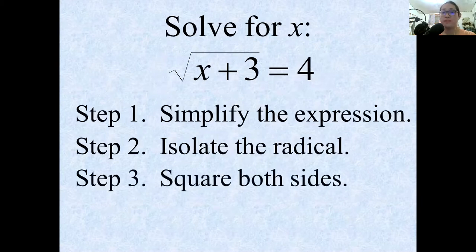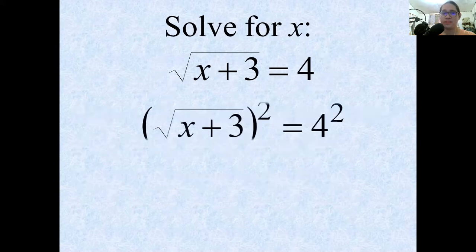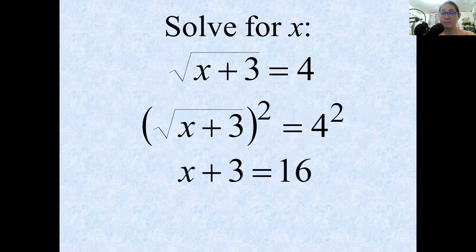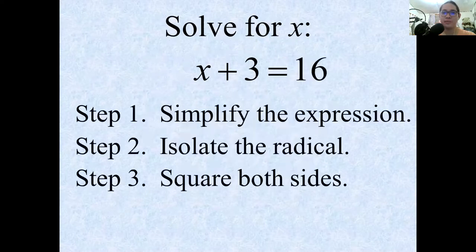Next, you have the square root of x plus 3 is equal to 4. So you have to square both sides again to remove the radical, same method as in the first example. Square both sides of the equation, so we have x plus 3 is equal to 16. Then you are going to solve for x in the equation that we have now: x plus 3 is equal to 16.